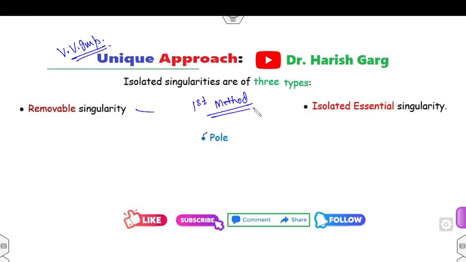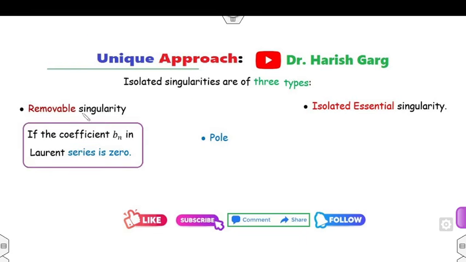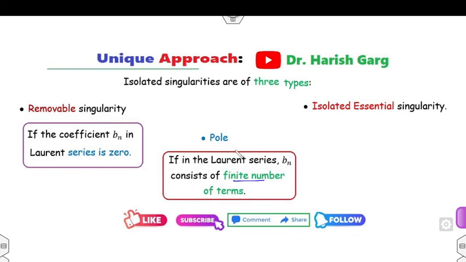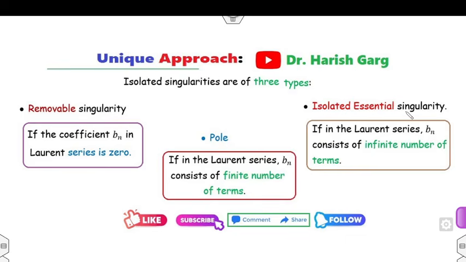The first method is by using the definition. If you find the Laurent series of the function f of z, and you find that no negative term is involved, that means the coefficients bn are 0, then we call it a removable singularity. If you find there are a finite number of terms, then we call it a pole, and if there are an infinite number of terms, then we call it an essential singularity. For example, if I write e to the power 1 over z, and expand it by the exponential series, you can see there are infinitely many terms of negative powers of z. That means this is an essential singularity.